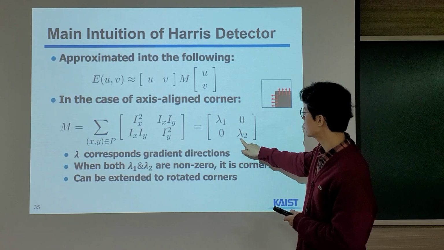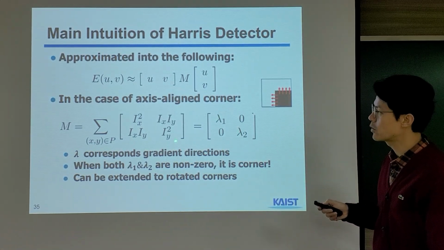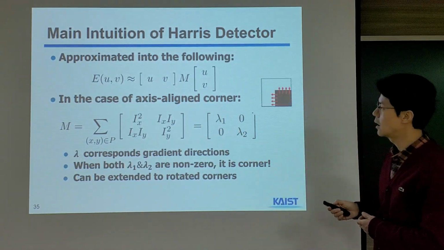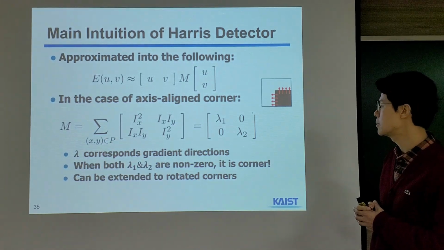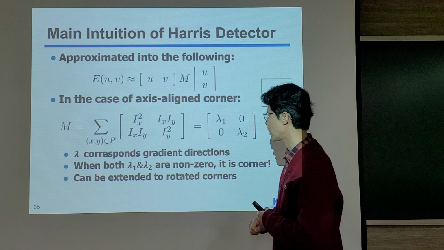But in the case of this corner, the matrix turns out to be a very simple format like this: lambda 1, lambda 2, and 0 and 0. In this case, each lambda corresponds to the image gradient along x and y. And at the corner, lambda 1 and lambda 2 become big numbers. It also turns out that this can be extended to the rotated corner.